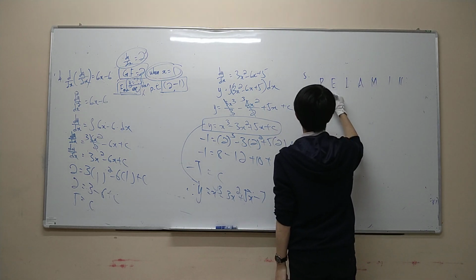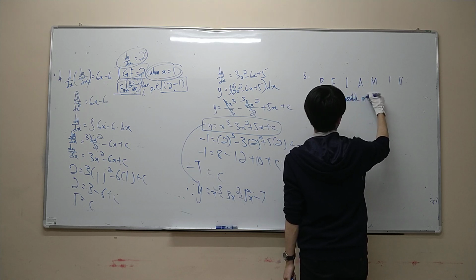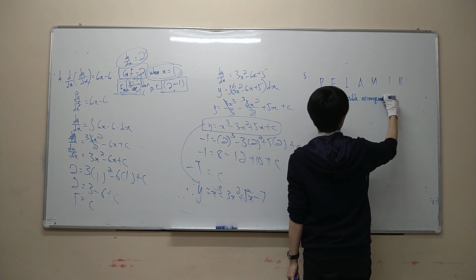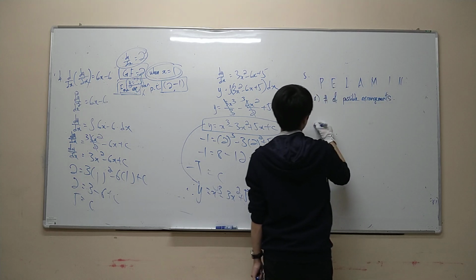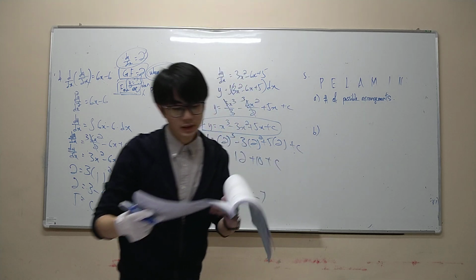So, number of possible arrangements. This is the first question. And then for B, what is it? Number of arrangements that start with a vowel and end with a consonant.